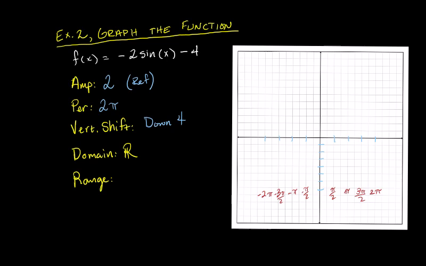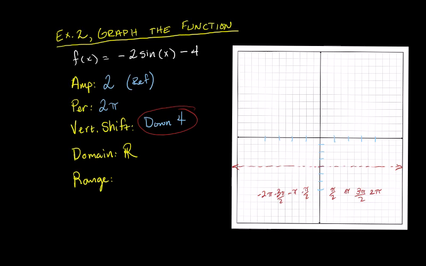Okay, we're going to draw on our midline. Our midline is represented by the vertical shift, so it's gone down 4. So I'm going to draw in this dotted line, because it's not really a part of the graph, but my graph should go equally above it and equally below it.